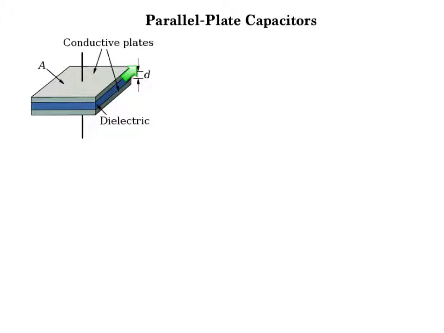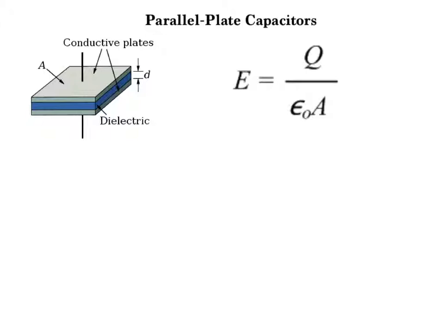The uniform electric field in a parallel plate capacitor can be found with this equation here, where Q is the charge on the plates, A is the area of the plates, and epsilon naught is the permittivity constant of a vacuum. So this will give us the uniform electric field in a parallel plate capacitor. And we can use this to find the capacitance of a parallel plate capacitor that's separated by air.